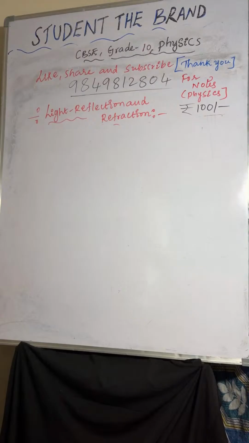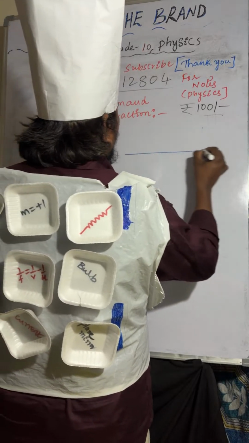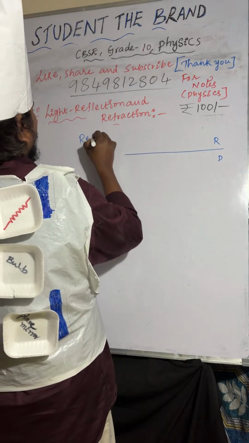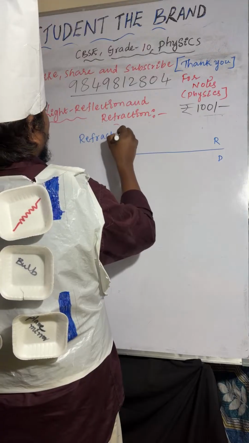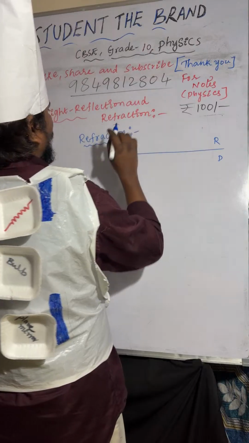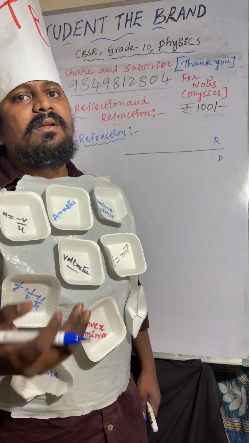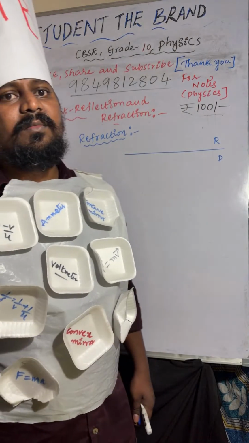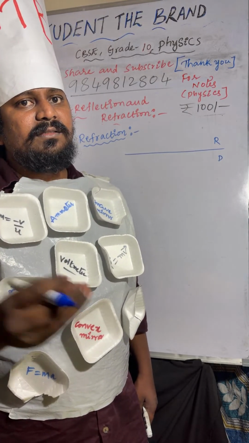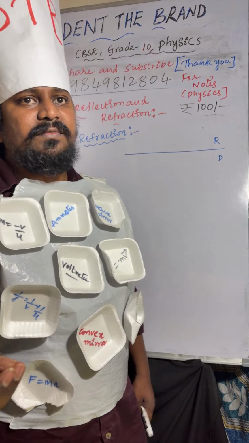So let's start. This is a rarer medium and a denser medium. Refraction is nothing but the path of the light changing at the interface of the two media. When the light ray moves from one medium to another medium, at the interface of the two media, the path of the light changes. That is known as refraction of light.